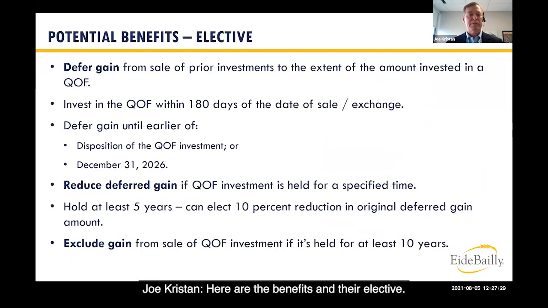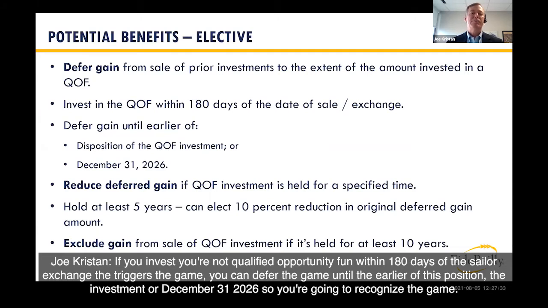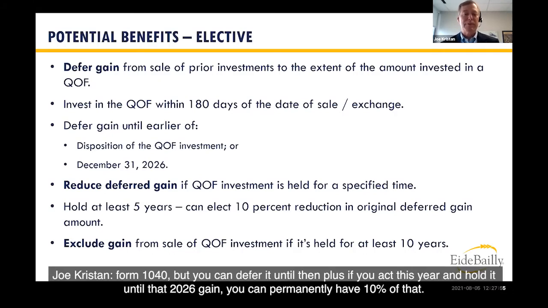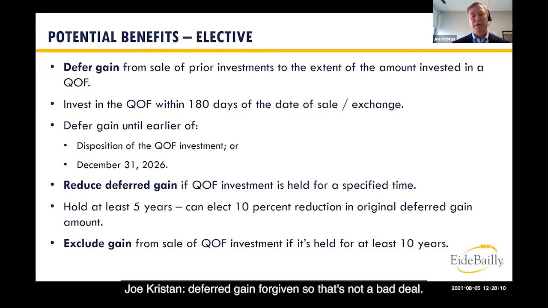Here are the benefits, and they're elective. If you invest in that qualified opportunity fund within 180 days of the sale or exchange that triggers the gain, you can defer the gain until the earlier of disposition of the investment or December 31st, 2026. So you're going to recognize the gain no later than the 2026 Form 1040, but you can defer it until then. Plus, if you act this year and hold it until that 2026 gain, you can permanently have 10% of that deferred gain forgiven. So that's not a bad deal.